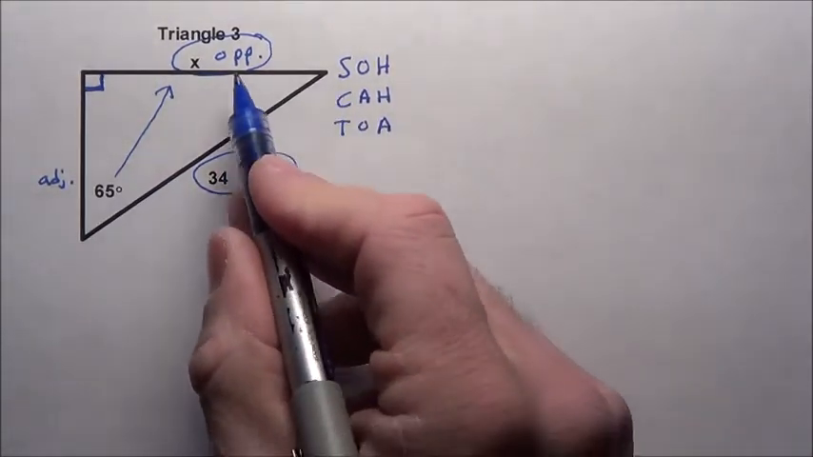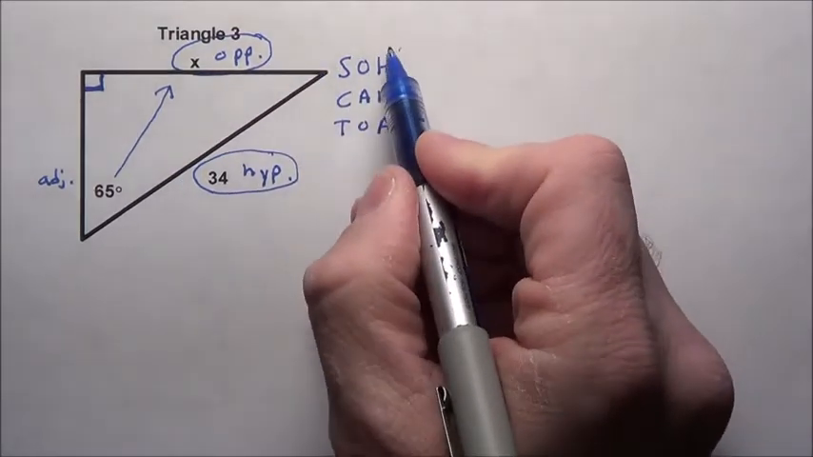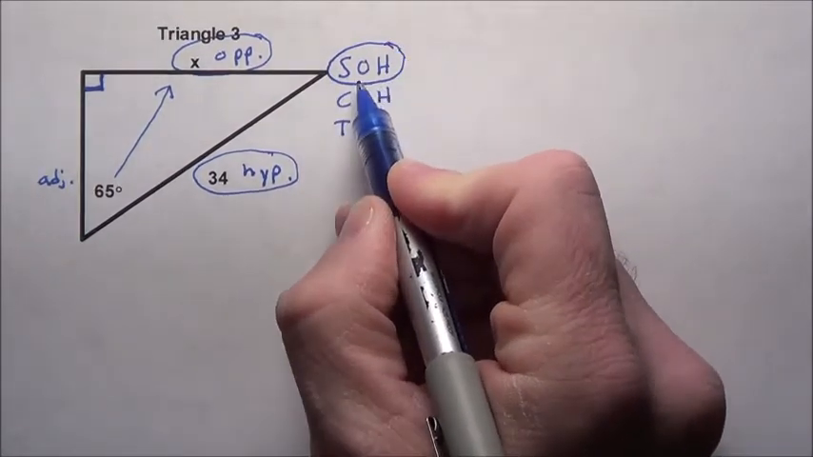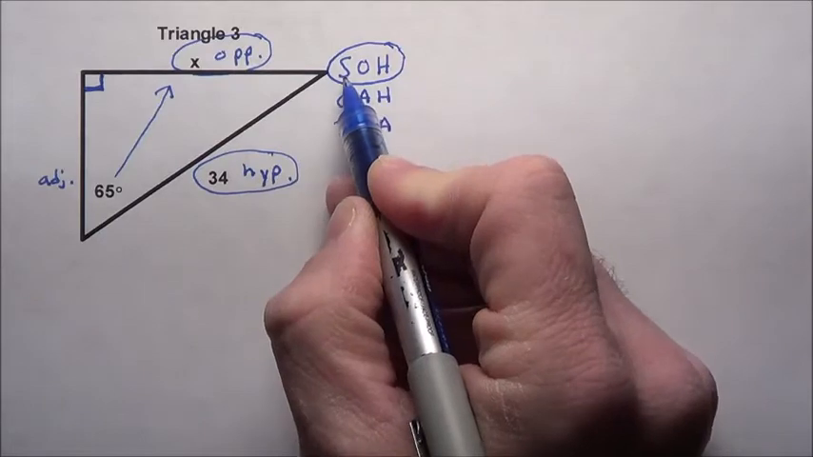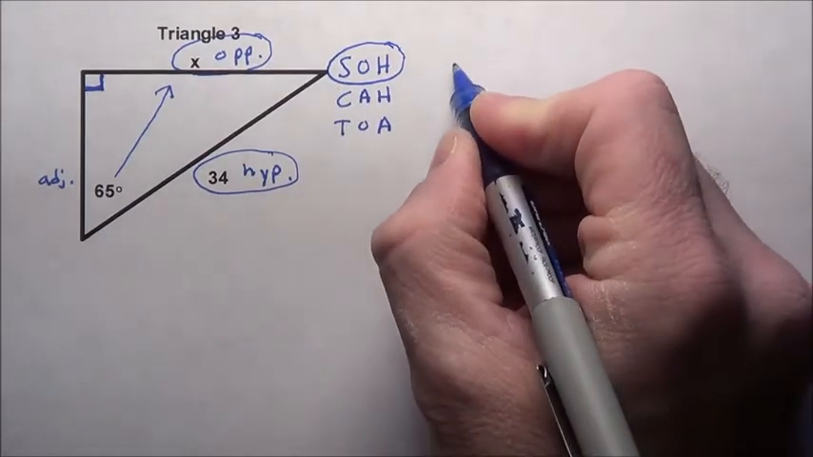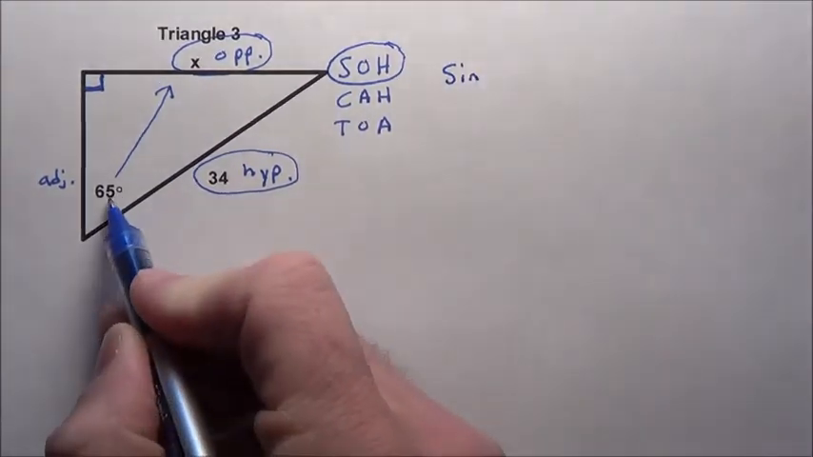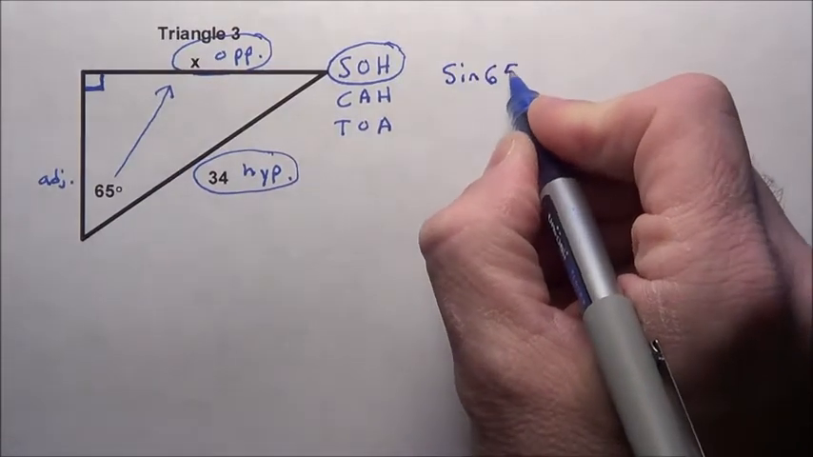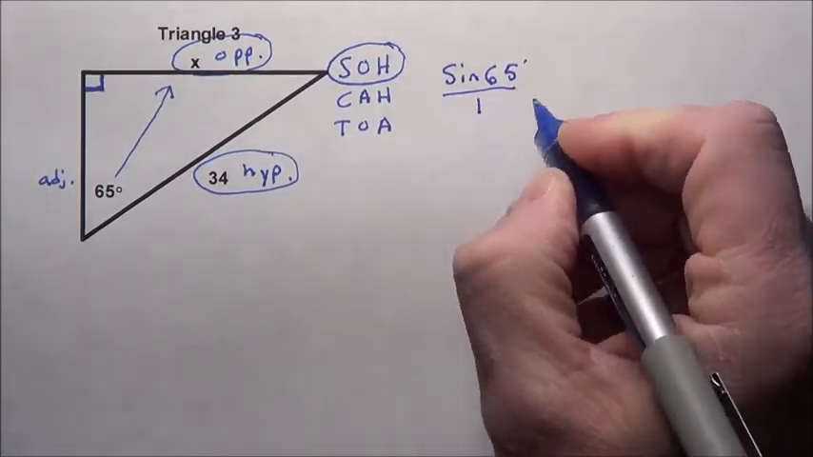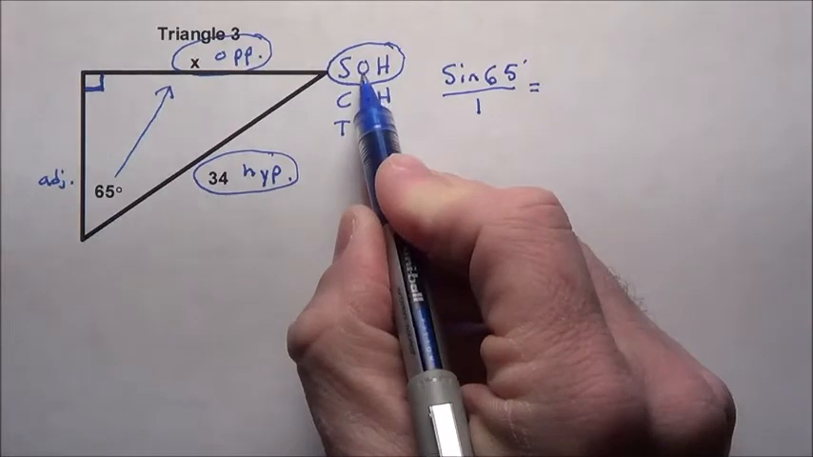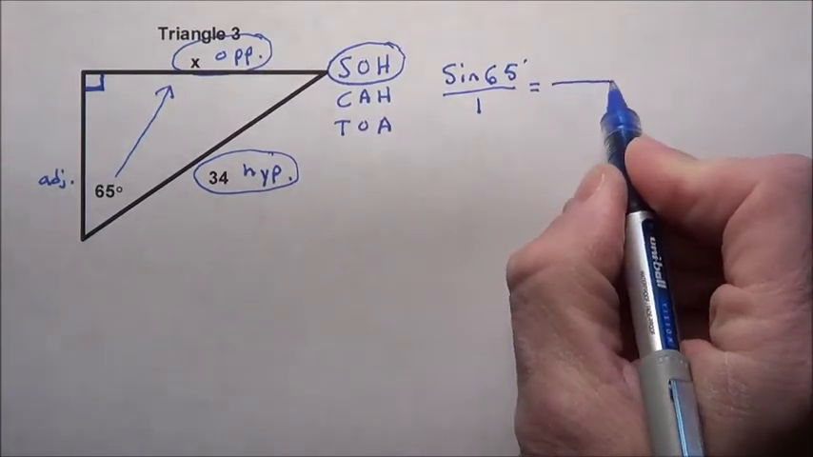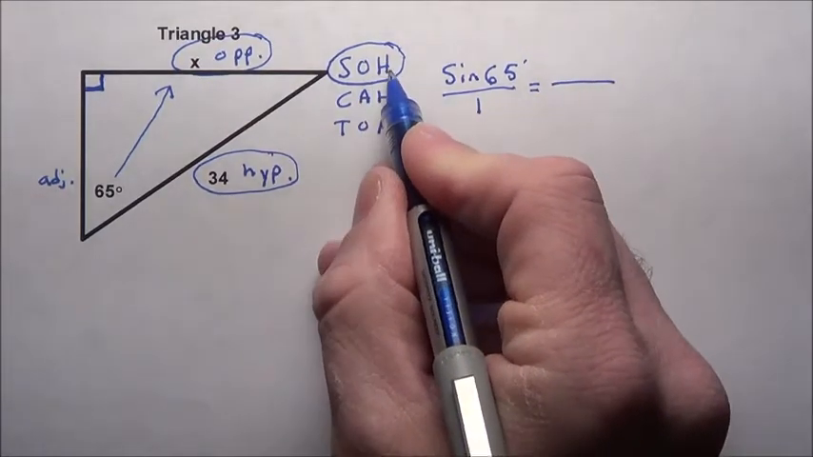But here's what we have. We have opposite hypotenuse. That's this guy right here. Opposite hypotenuse. So we're using the S, which is the sine. So we're going to say the sine of the angle. Where's our angle? 65. That's who we're dealing with. So the sine of 65 over 1 equals, it's got to be opposite comes first. Opposite must go on top. You can't put the hypotenuse. Hypotenuse is going to go on the bottom.